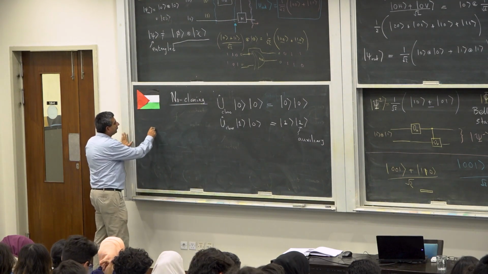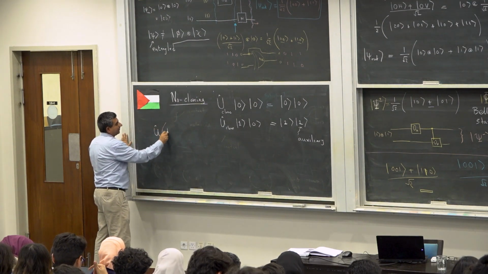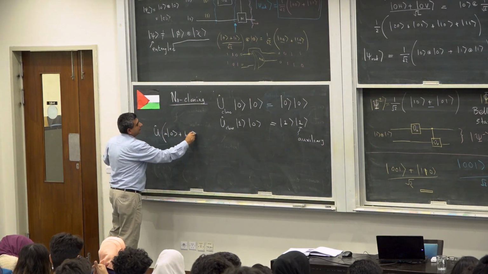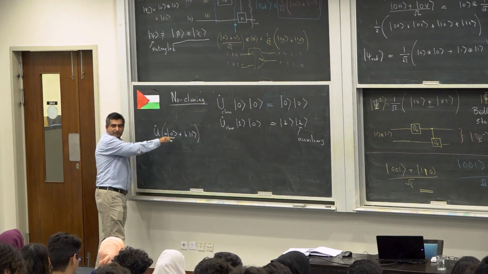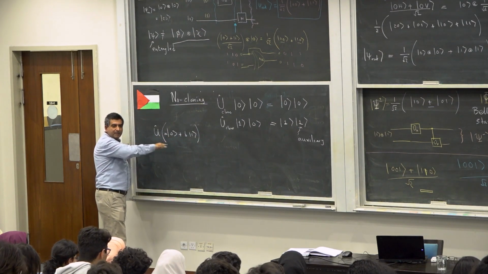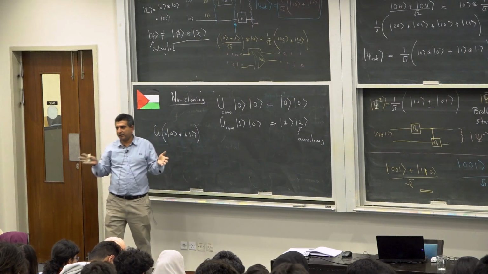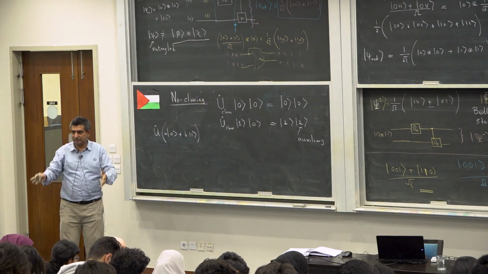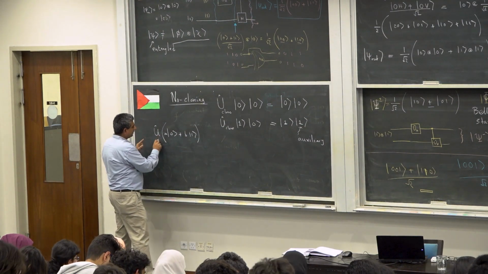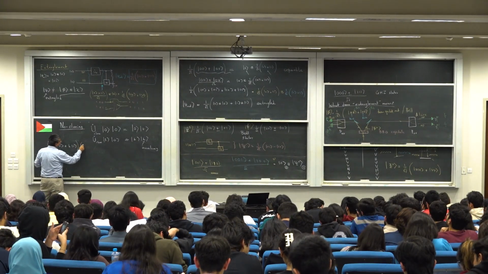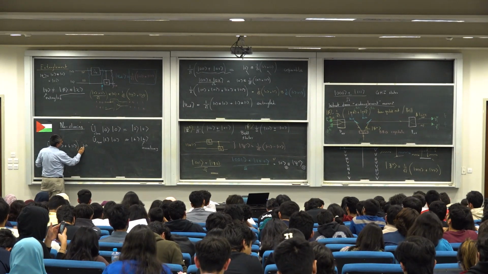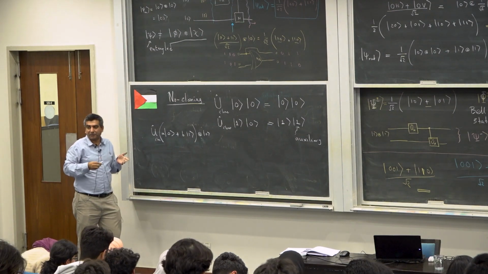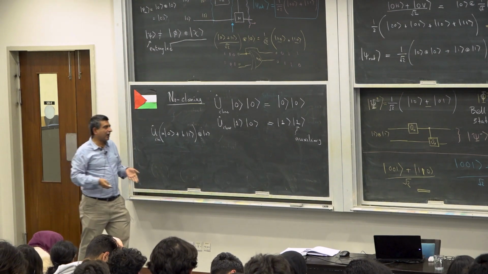Now, if such a universal cloner exists, then what should it do to an arbitrary state? So what's an arbitrary quantum state? This is an arbitrary quantum state. Arbitrary means this is the most general form of any quantum state. So it must also clone arbitrary quantum states. Now this cloner acts on this configuration, this 2 qubit state. If this were really a cloner, what output should we get?